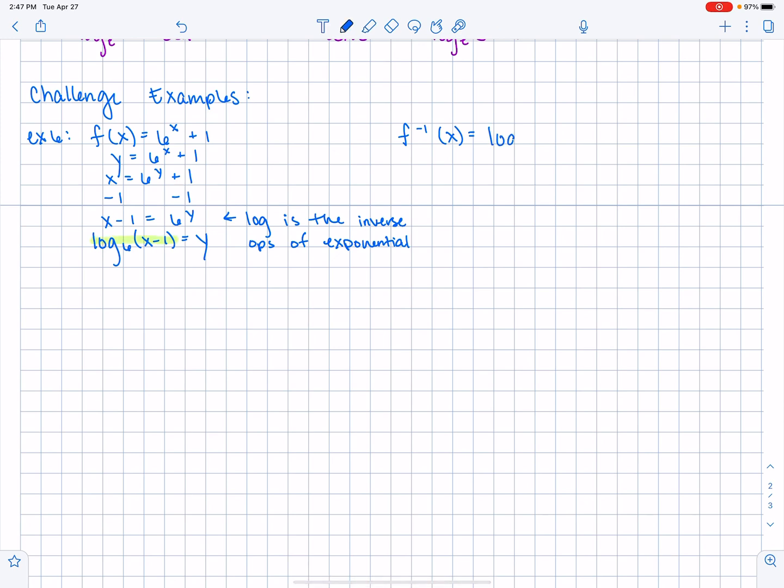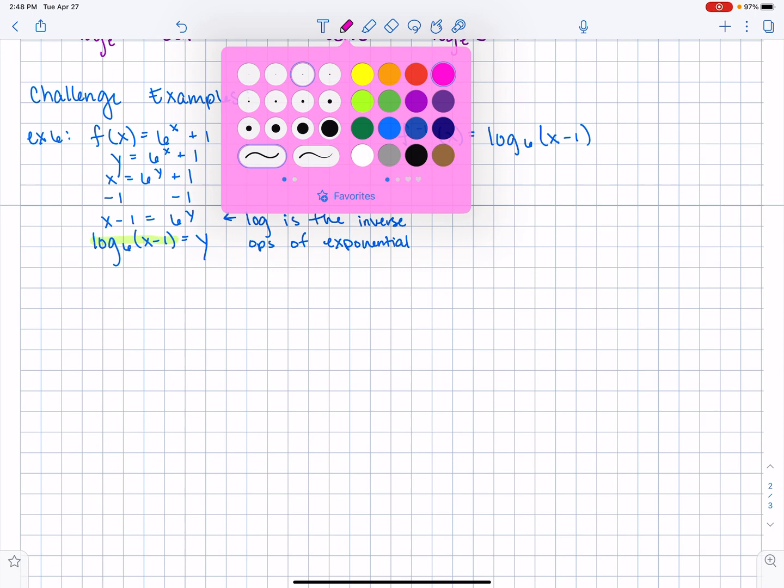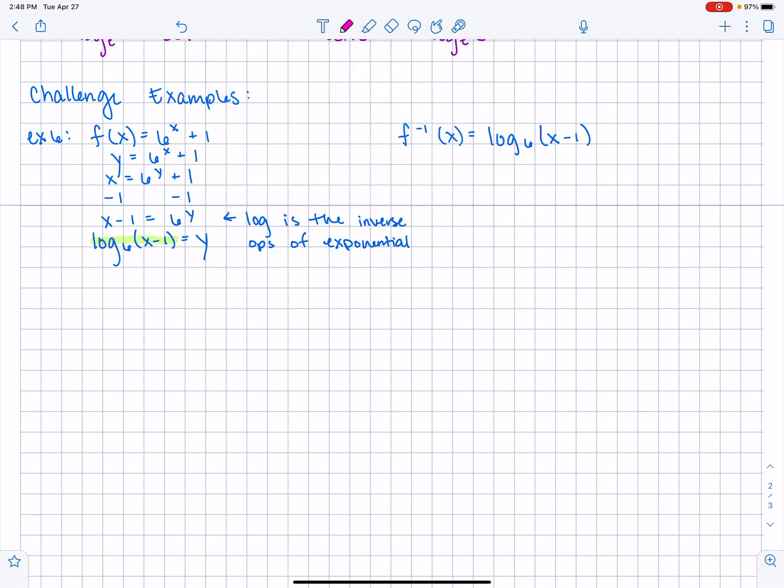So we get log base 6 of x minus 1. And if you don't trust me on this one, feel free to go ahead and head to Desmos and check out those two functions on a graph. They're pretty cool. Last one for the day, example 7. And again, these are challenge examples, so just stick with me. And of course, if you have questions, please circle them so that we can make sure that we are reviewing anything in class.